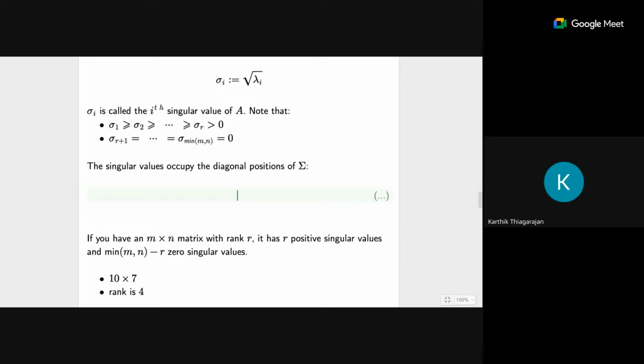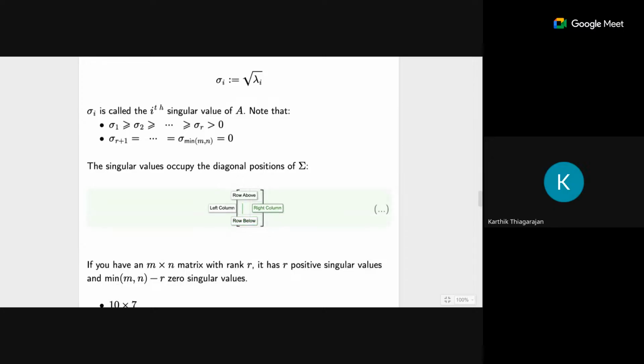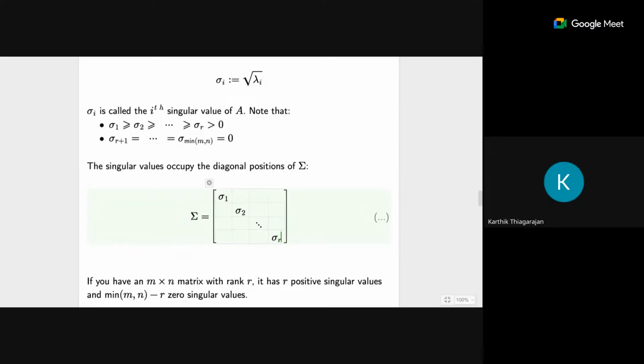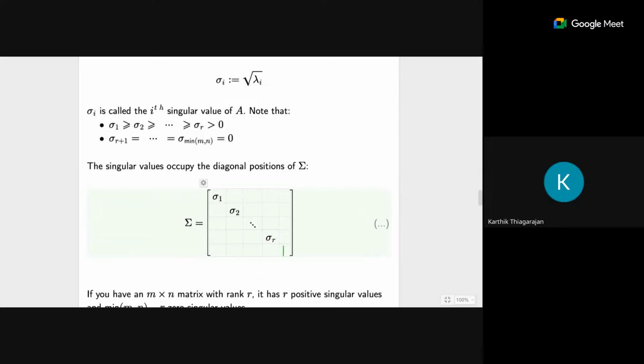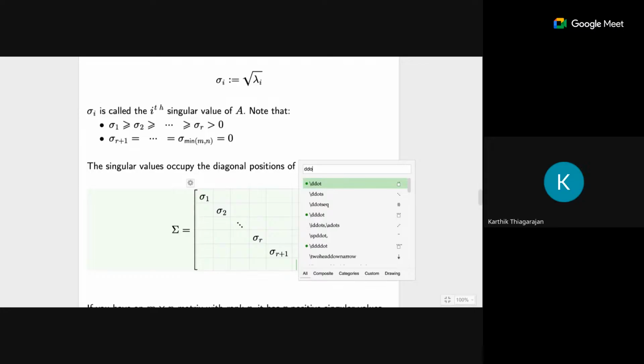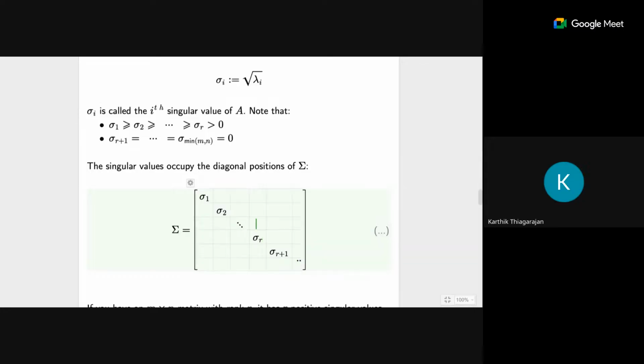So if you look at sigma, it will look like this. It will be a diagonal-like matrix where this will be sigma 1, this will be sigma 2, and so on. Still sigma r will be positive, and then sigma r plus 1 will continue, and this will once again keep going.